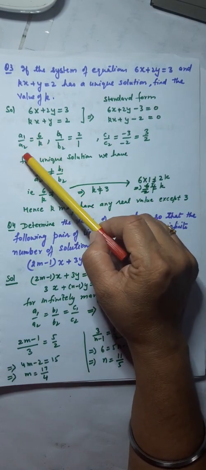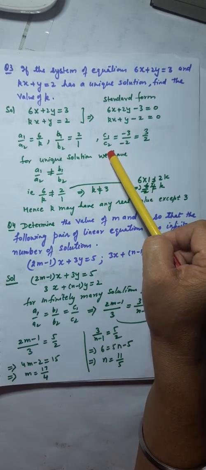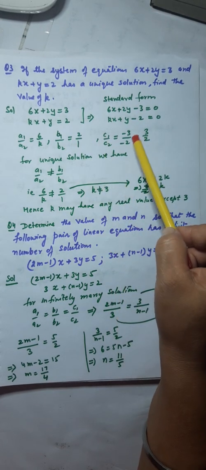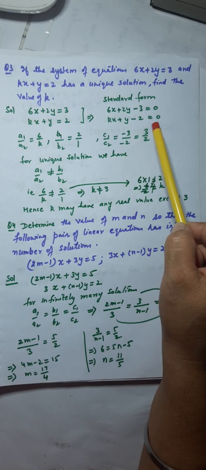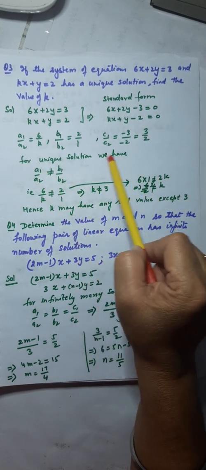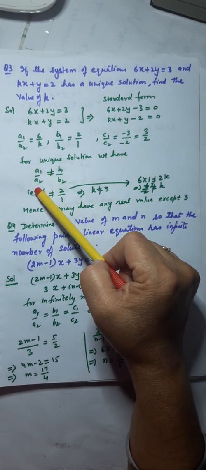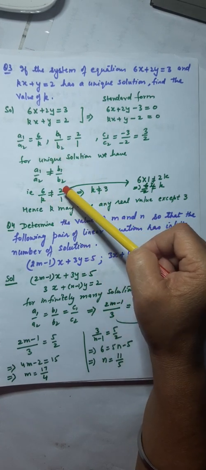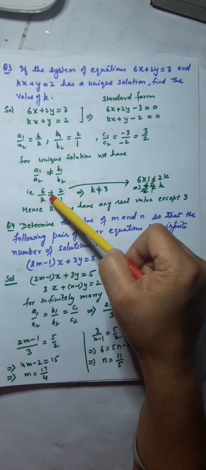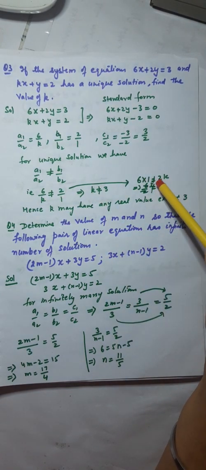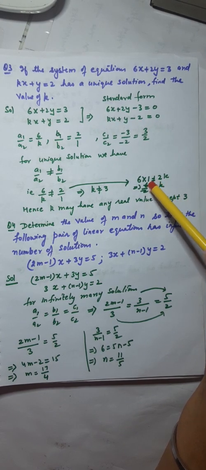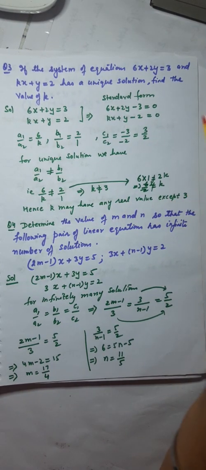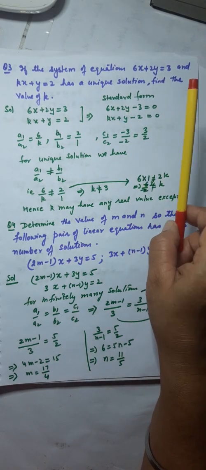Next step, we find a1 upon a2, b1 upon b2 and c1 upon c2. a1 upon a2 is 6 upon k, b1 upon b2 is 2 upon 1. And C1 upon C2 is minus 3 upon minus 2, that is 3 upon 2. Now, for unique solution, we have that A1 upon A2 is not equal to B1 upon B2. That means 6 upon K is not equal to 2 upon 1, which gives me, on solving, 6 into 1 is not equal to 2 into K. That is, K is not equal to 3. Hence, k may have any real value except 3 if we want that this system of equation should have unique solution.